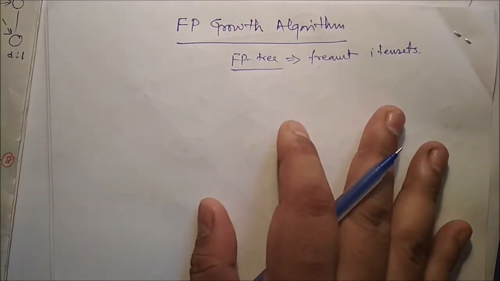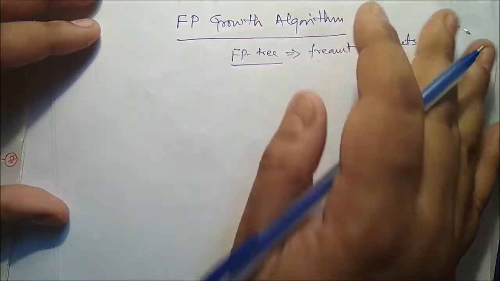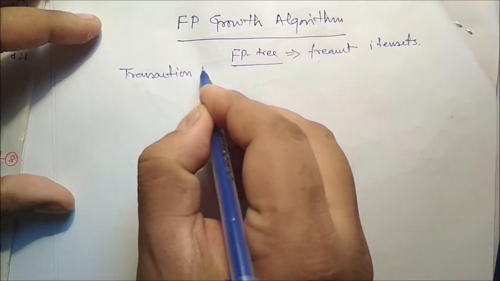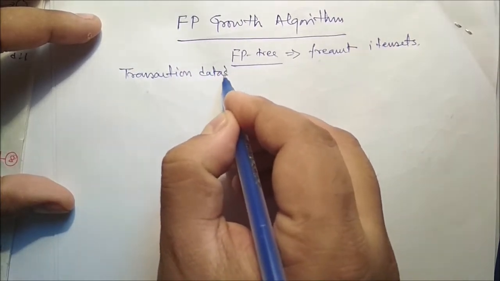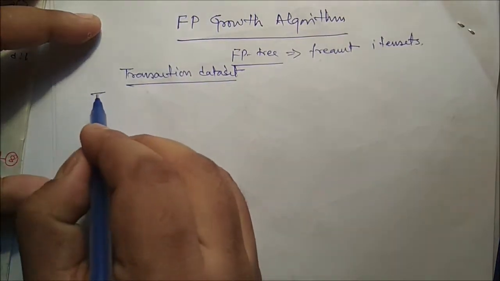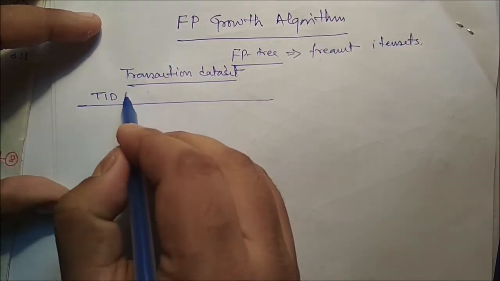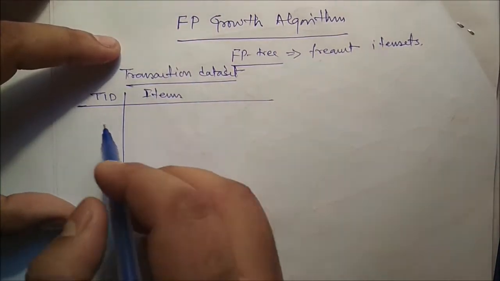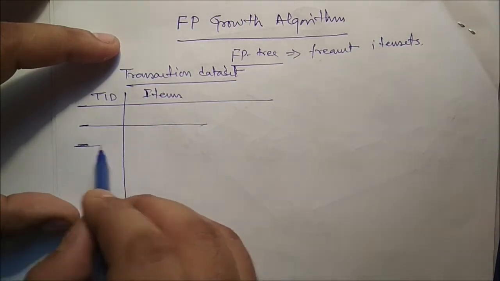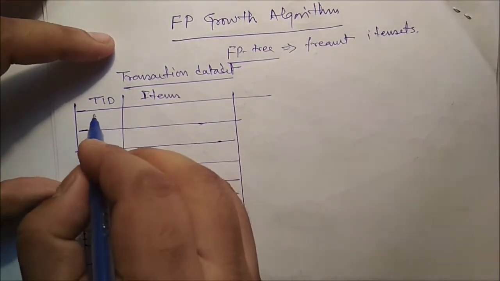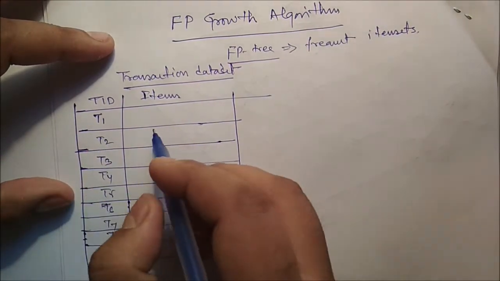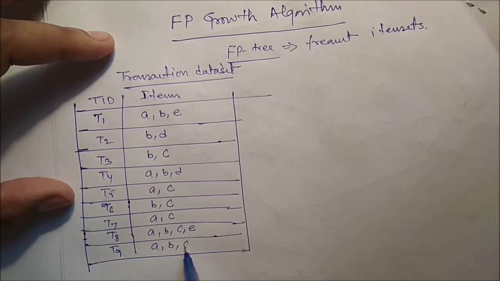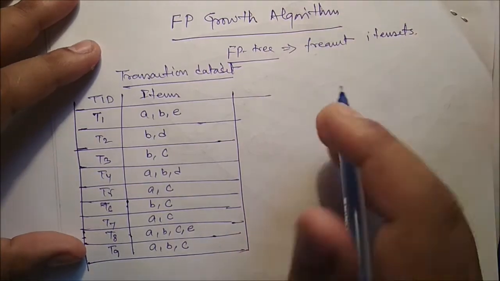For example, suppose we have one transaction dataset, where transaction IDs are there and items are there. So total 9 transactions are there. Say transaction 1, 2. Okay, so this is our transaction database.